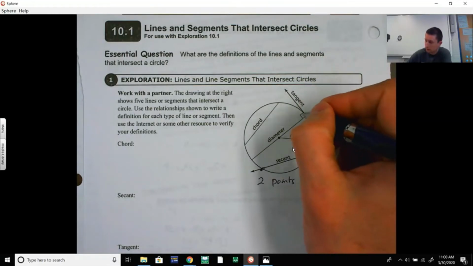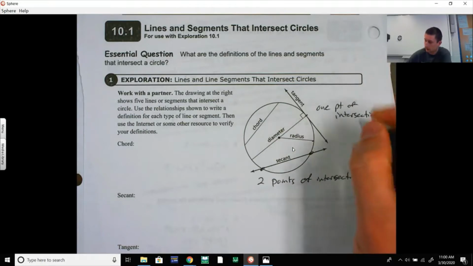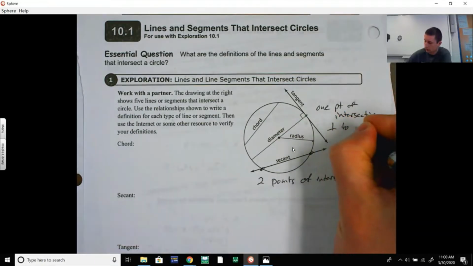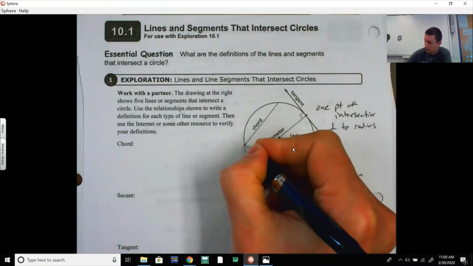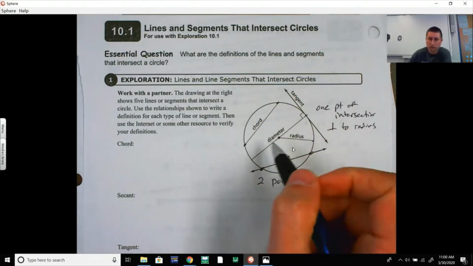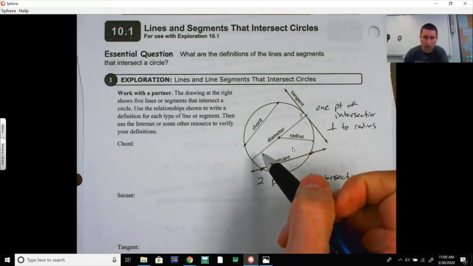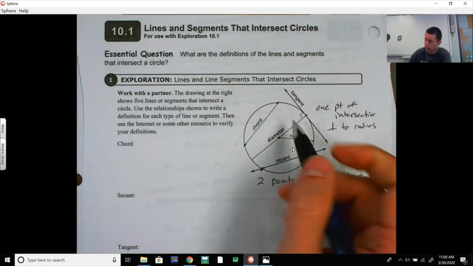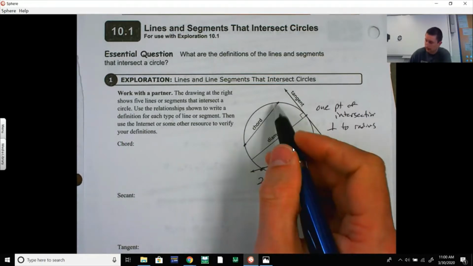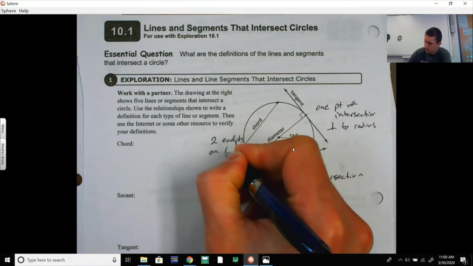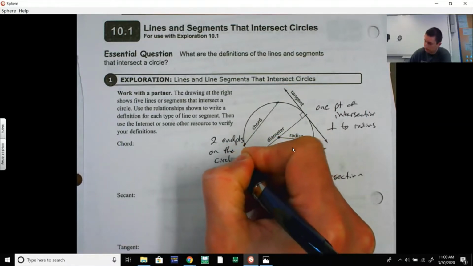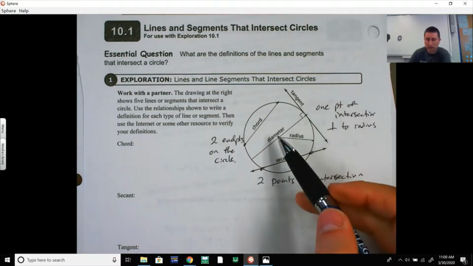Tangents will always be perpendicular to a radius, so perpendicular to a radius or a diameter. Okay. A chord has 2 endpoints on the circle. So diameter could be considered a fancy chord, but we just call it diameter. So a chord has 2 endpoints on the circle. Okay, so those are the terminologies, being able to recognize those.